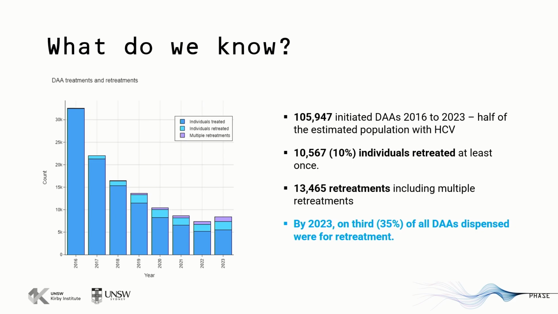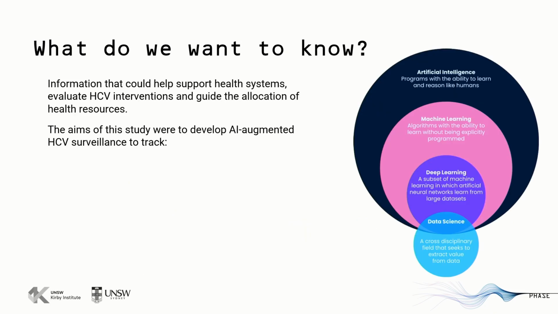So from the data that we have, what do we already know? So around 106,000 people have been treated in Australia, and looking at this figure here, you can see the treatment numbers have been declining over time. But what's been increasing is the number of individuals retreated and the number of multiple retreatments. So 10% of our population have been retreated at least once. That equals around 13,500 retreatments, and by 2023, 1/3 of all DAAs dispensed in Australia were for retreatment.